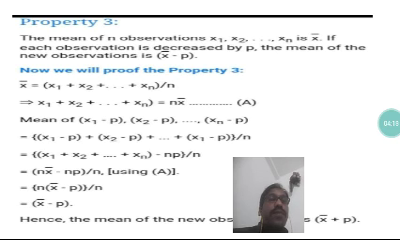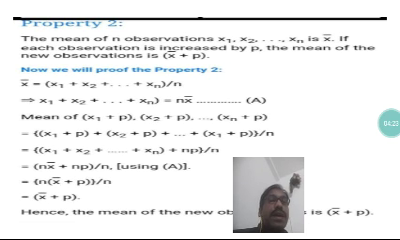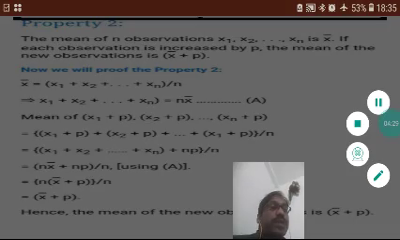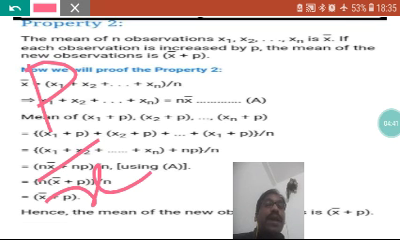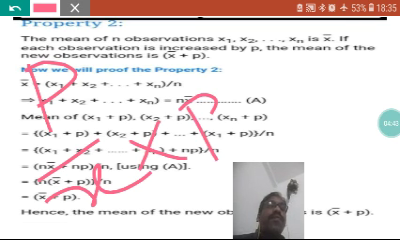Here are those properties that we have discussed. Same thing there also. Suppose each observation is multiplied by p, then the new mean will be x bar times p. So these all things are there.